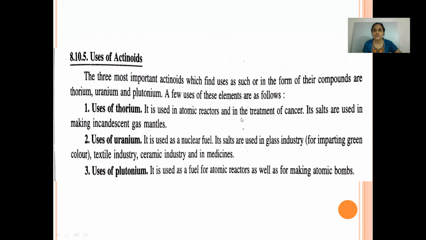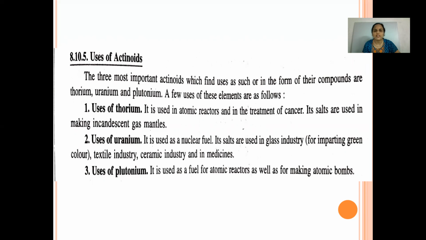Let's see the uses of actinoids. The three most important actinoids which find uses as such or in the form of their compounds are thorium, uranium, and plutonium. A few uses of these elements are as follows. Uses of thorium: it is used in atomic reactors and in the treatment of cancer. Its salts are used in making incandescent gas mantles.